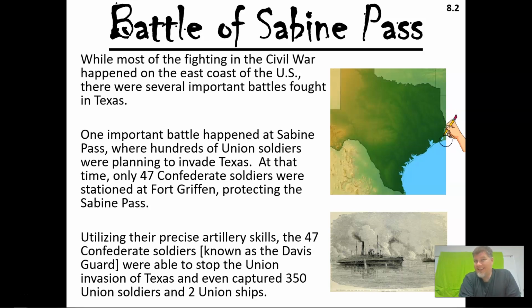Hundreds of Union soldiers were planning to invade Texas at the time. Only 47 Confederate soldiers were stationed at Fort Griffin, protecting the Sabine Pass. So, utilizing their precise artillery skills, the 47 Confederate soldiers, known as the Davis Guard, were able to stop the Union invasion of Texas and even captured 350 Union soldiers and 2 Union ships. And so the Battle of Sabine Pass was successful for the Confederates and unsuccessful for the Union.